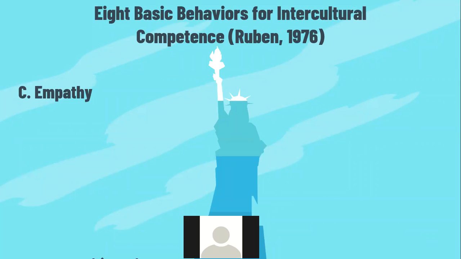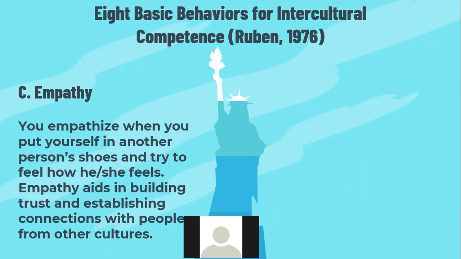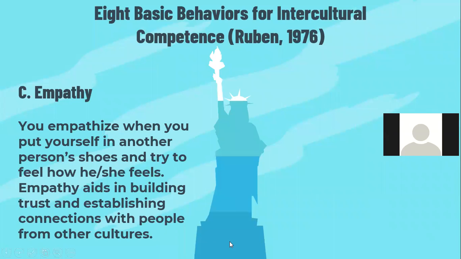Next, we have empathy. You empathize when you put yourself in another person's shoes and try to feel how he or she feels. Empathy aids in building trust, establishing connections with people from other cultures. When you say empathy, it refers to putting yourself in another person's situation. In order for you to fully understand them, you need to put yourself in their situation. You try to understand more than who they are, like their background, the language they speak, or anything that makes them up. It means that you need to understand them, put yourself in their situation.